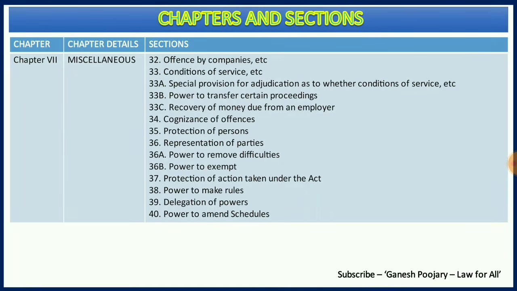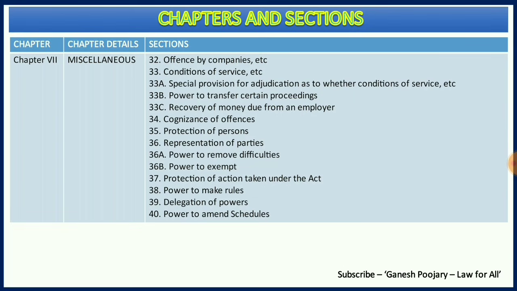The last chapter, that is chapter 7, is on miscellaneous, starting from section 32 on offences by companies etc. Then we have conditions of service etc. After that we have 3 amendment sections starting from special provision for adjudication as to whether conditions of service etc. or power to transfer certain proceedings and recovery of money due from an employer.